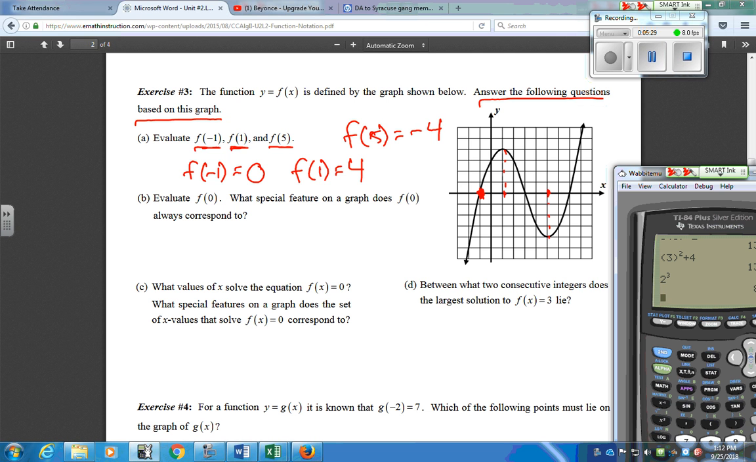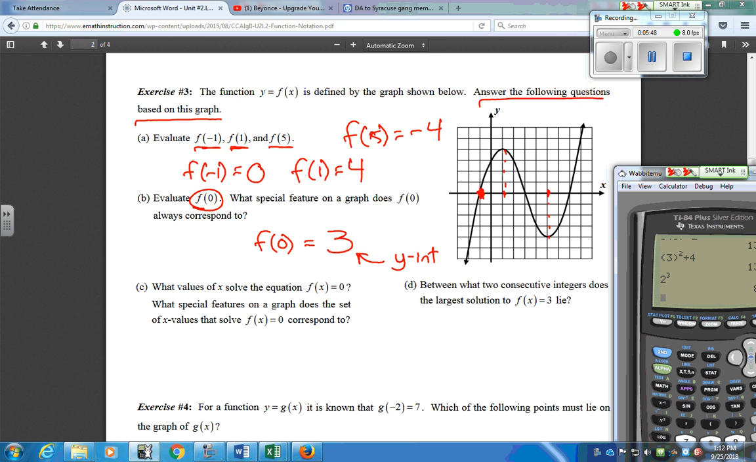So for part B, it says evaluate f of 0. Well, same way we did the other ones, except you don't have to move from the y-axis. In this case, we go up and get an answer of 3. And they ask, what does this special feature correspond to? Well, it's on the y-axis, so that means it's also the y-intercept.